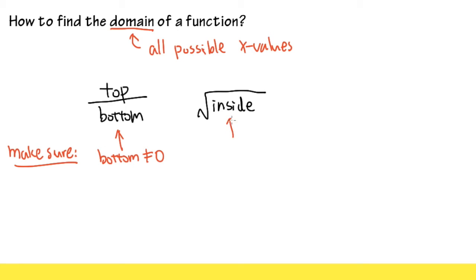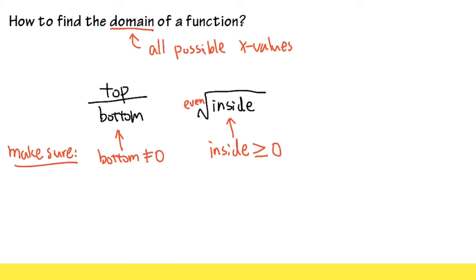Let me write this down here. We have to make sure the inside of the square root is bigger than or equal to 0. When we have a negative inside of the square root, that will give us an imaginary number, and that's not allowed when we are talking about a function. In fact, this applies to not just the square root. Here the index is a 2, but this idea applies to any even roots.